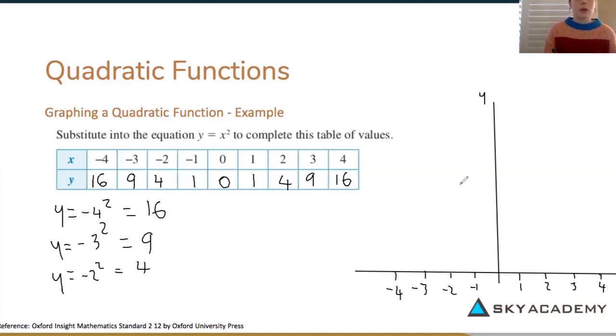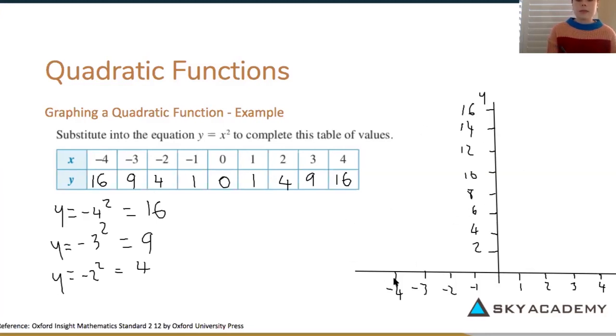And now I have to go up to 16. I'm just going to go up by 2s. So we have 2, 4, 6, 8, 10, 12, 14, and up to 16. Now I've got my scale, I'm going to put these points onto my number plane.